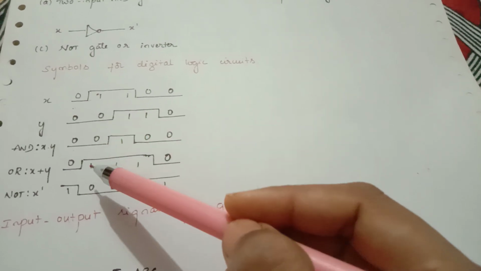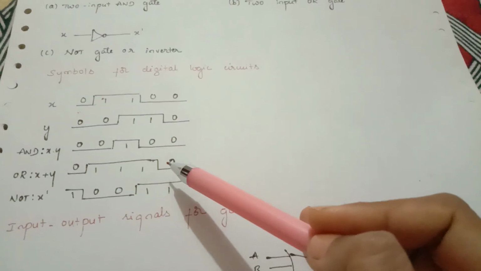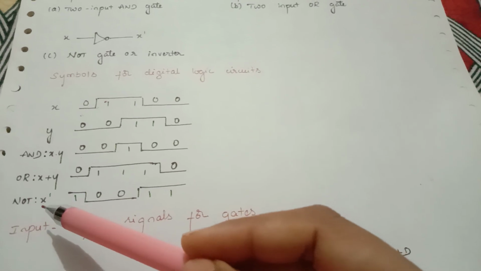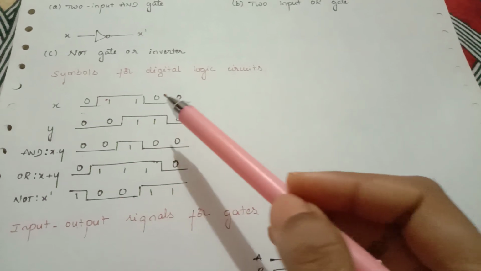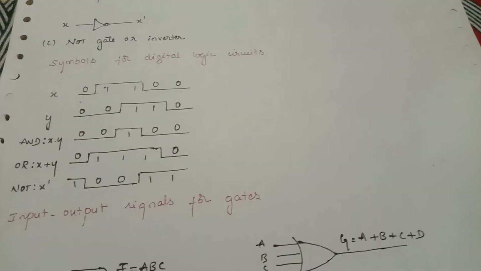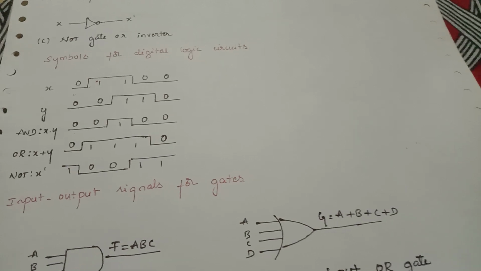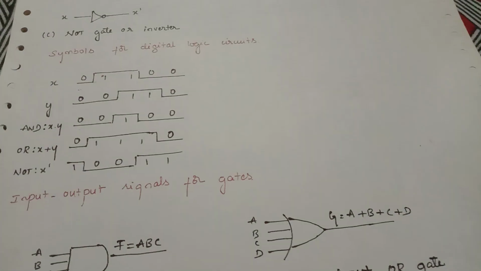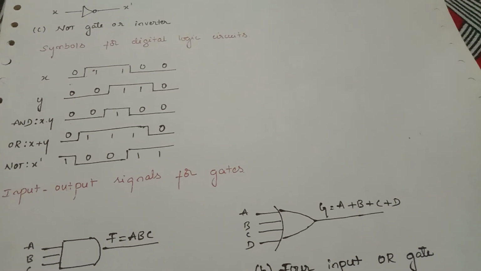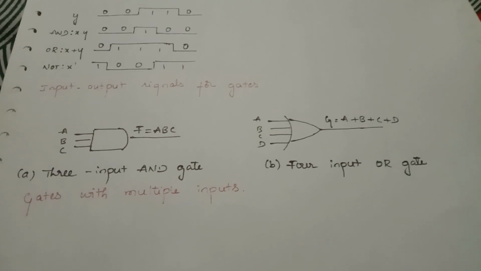Similarly for the OR operation, 0 0 is a 0, 1 0 is a 1, 1 1 is a 1, 0 1 is a 1, and 0 0 is a 0. And you can see the NOT, that is the complement of x. If it is low, it is high, and whenever it is high, it is low. So this is the timing diagram, which represents the logical values, that is the high level and the low level, for the given input symbol.